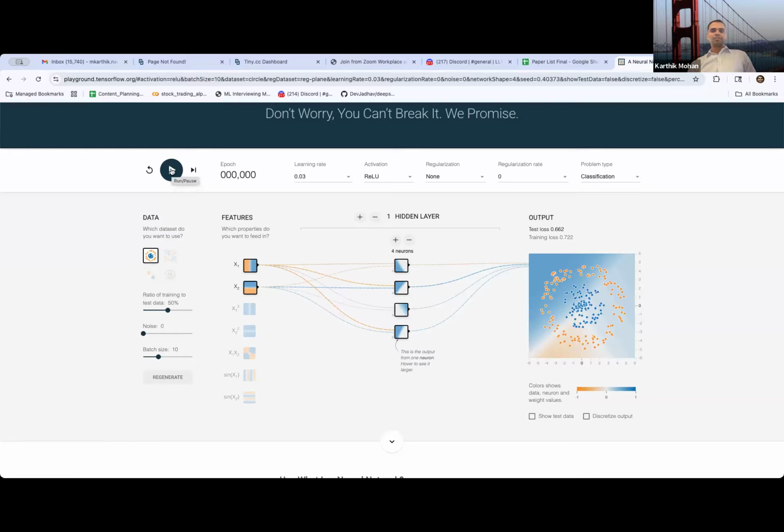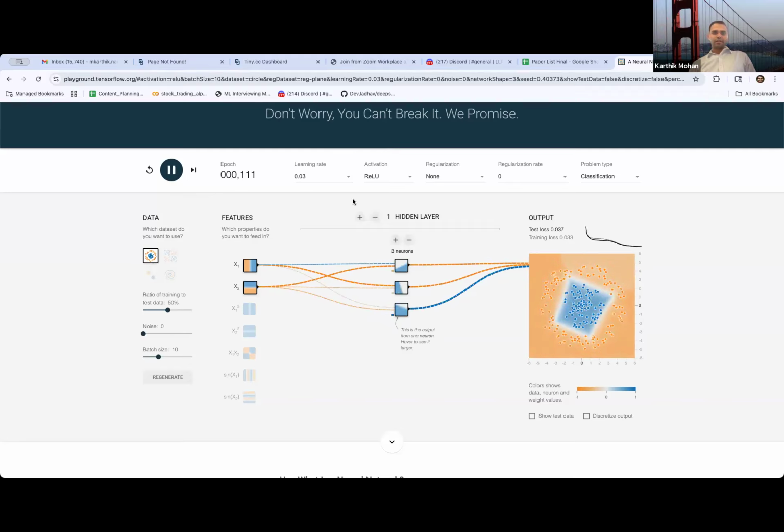But let's try this model. Okay, so that worked. Let's try to reduce the number of neurons here. Let's see if that works. Oh, that works too. Okay. Let me reduce until it fails. I think it's failing here. You see the loss function is 0.256. Now let me add one more neuron.